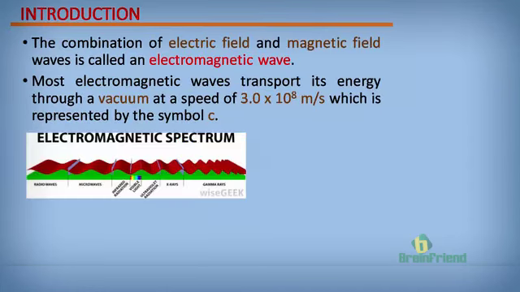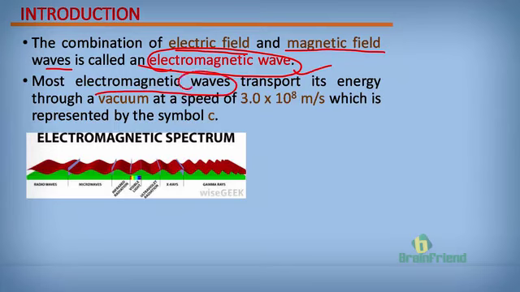The combination of electric field and magnetic field waves is called electromagnetic wave. From electromagnetic, combination of electric field waves and magnetic field waves gives us what? Electromagnetic wave. Most electromagnetic waves like radio waves, microwaves, infrared radiation, visible light, ultraviolet radiation, X-rays, gamma rays.